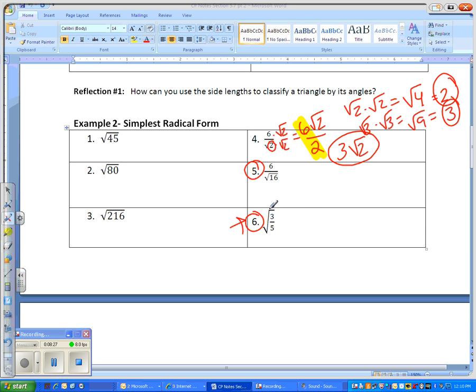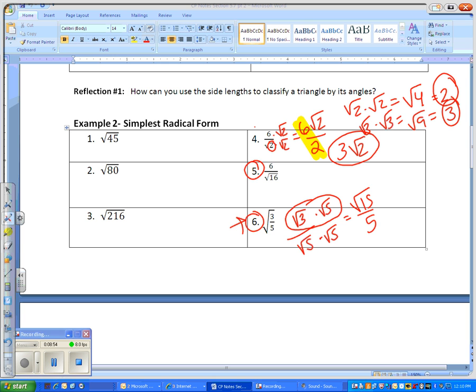Number 6, when you have a fraction, what you do is you split it up so that the top and the bottom are both radicals. And then we have a radical in the denominator, which we don't like. So what we're going to do is we're going to multiply the top and the bottom by the denominator. And radical 5 times radical 5 is just going to be a regular 5. And now these are both radicals. So when they're the same, you can actually multiply them, and it's going to be radical 15.